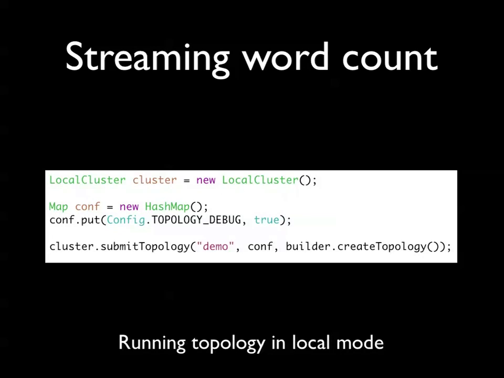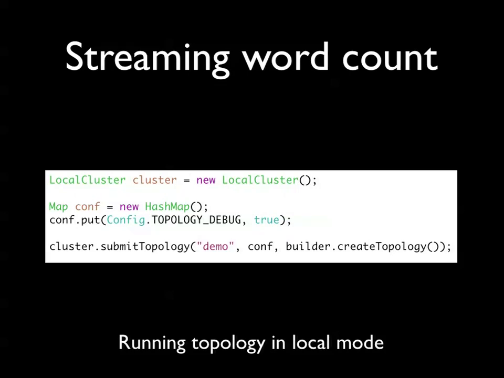Storm also has a local mode where you can actually simulate an entire Storm cluster in process and run topologies on it. This is super useful for development, testing, and debugging. To run in local mode, it looks very, very similar to running on an actual cluster. What you do is create this local cluster object, which simulates a Storm cluster in process, and you submit to it the exact same way you submit to an actual cluster.